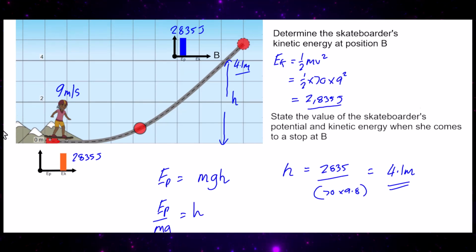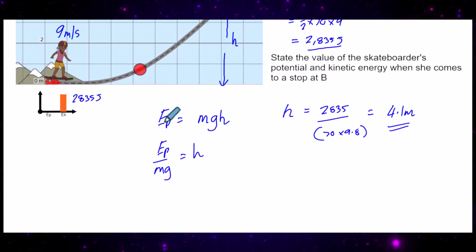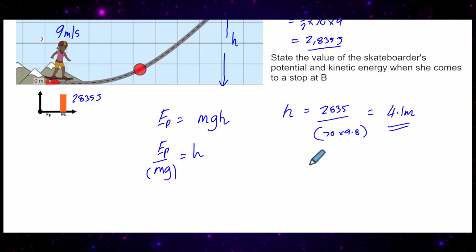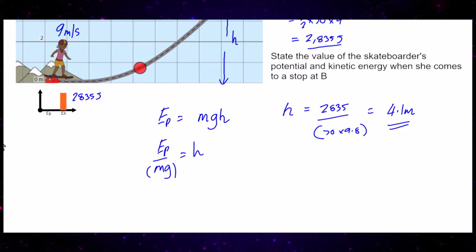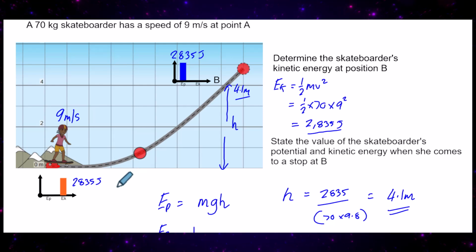So rehearse having to change the potential energy to the height. The height is equal to the potential energy divided by mg, and we know that mg also equals the weight. So potential energy divided by the weight gives you the height to which the skateboarder rose. But the most important thing to understand here is this transfer of energy. All her kinetic energy at the bottom, provided there's no friction, will be transferred into potential energy, and that's the value of the potential energy we use to calculate the skateboarder's height up the slope.